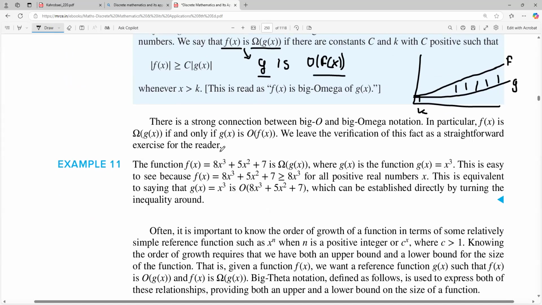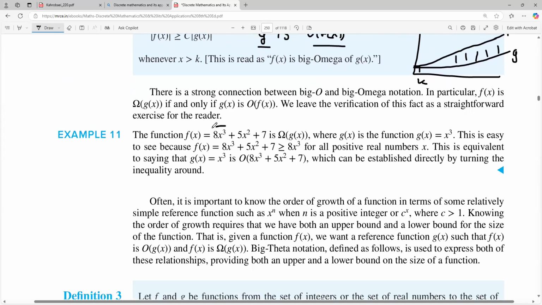All right, so if you have an example here, we want to prove that 8x cubed plus 5x squared plus 7 is big omega of, let's say, G of X of X cubed. This is obvious because if we choose C equal to, in this case I choose 8, it works because 8x cubed plus 5x squared plus 7 is always going to be greater than or equal to 8x cubed because of this extra 5x squared plus 7. Remember, like I mentioned here, they also say G of X is X cubed, big O of this. Bingo.